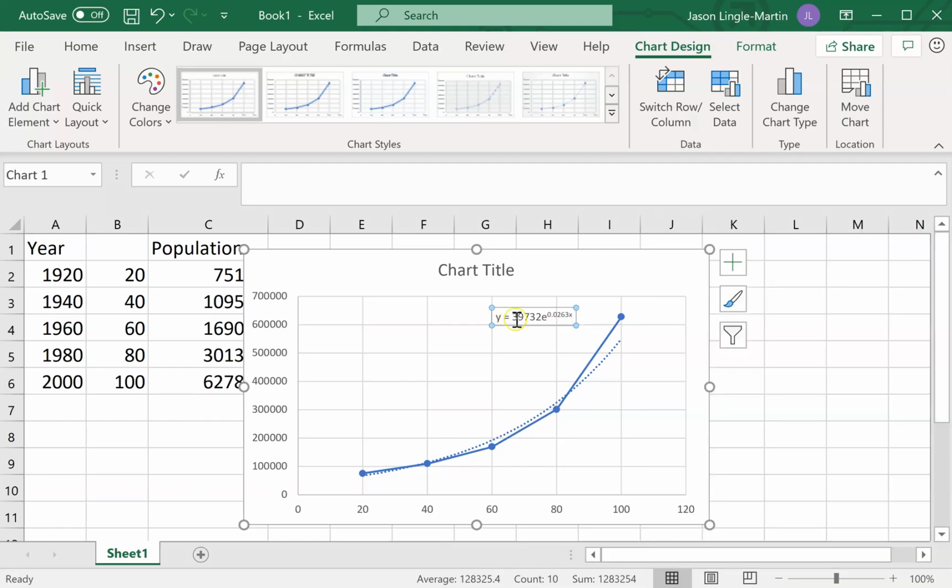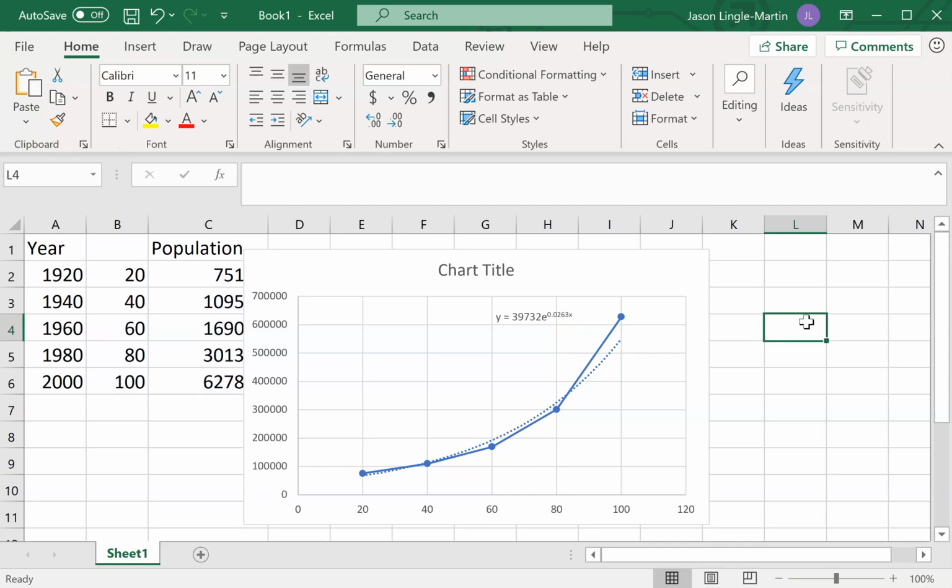In particular, I see the initial value at 1900 would be predicted to be 39,732. And the growth rate, it's a little hard to see there, but the growth rate is 0.0263, which would represent about 2.6% per year continuous growth rate.